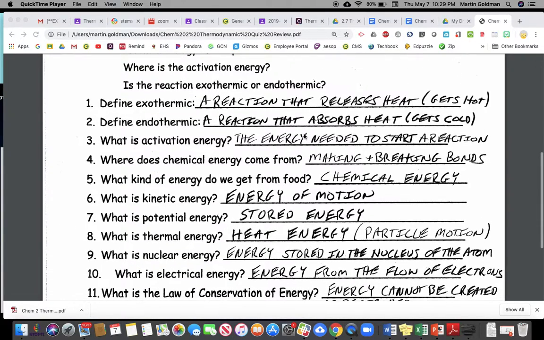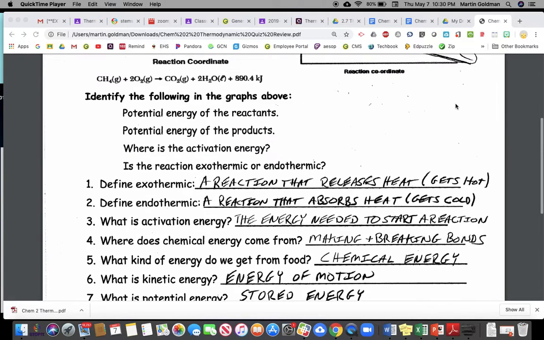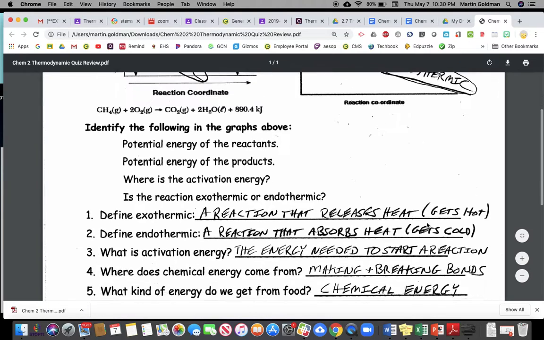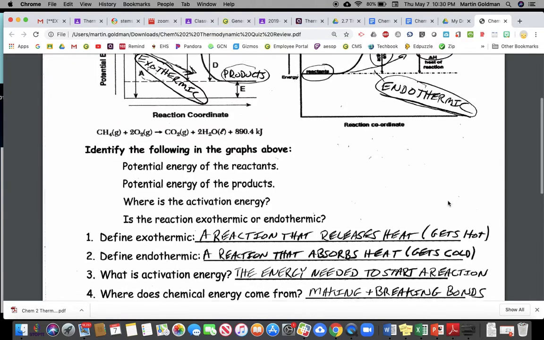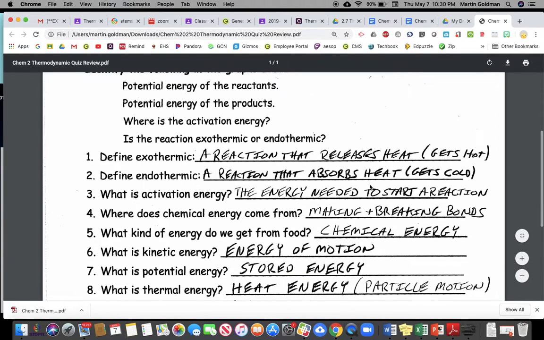Here we have some definitions, which hopefully you did and you remember. Exothermic is a reaction that releases heat, and you can tell because it gets hot. Endothermic is a reaction that absorbs energy. It gets cool. So here we have our exo and endo. Exo is going downhill. Endo is going uphill. Activation energy is the energy needed to start the reaction. That's that hump up here to start the reaction.